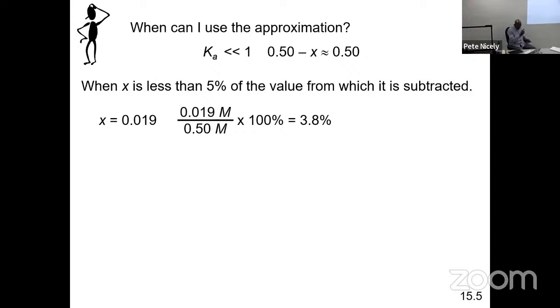And there's a term for this which you're going to see later on. It's called the percent dissociation. This is equal to the percent dissociation. We're going to talk about this in the next couple of slides. All right. So if the approximation is less than 5%, then okay, we can go ahead with the assumption that we made before.